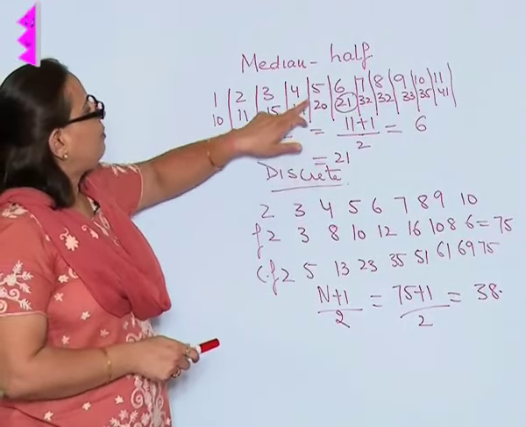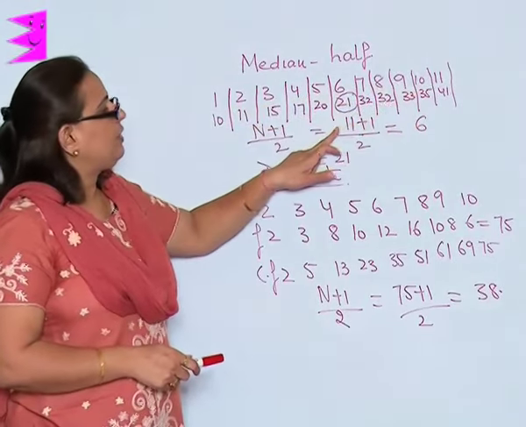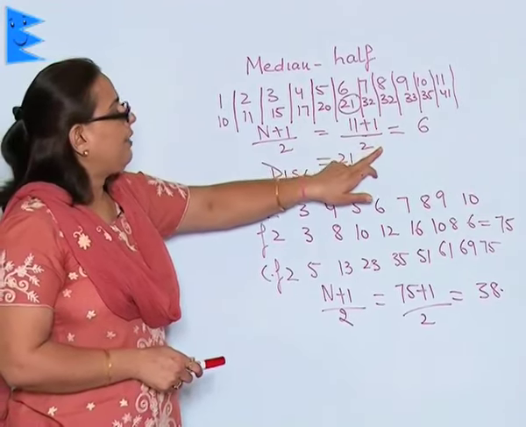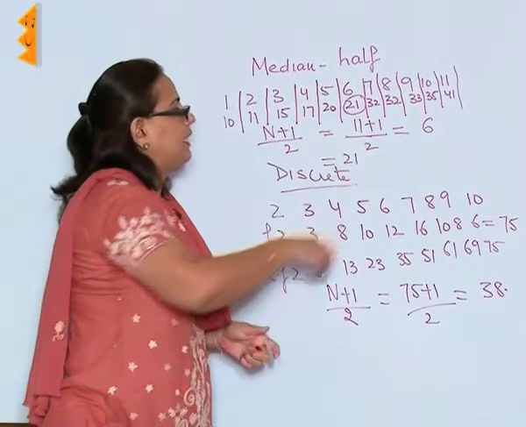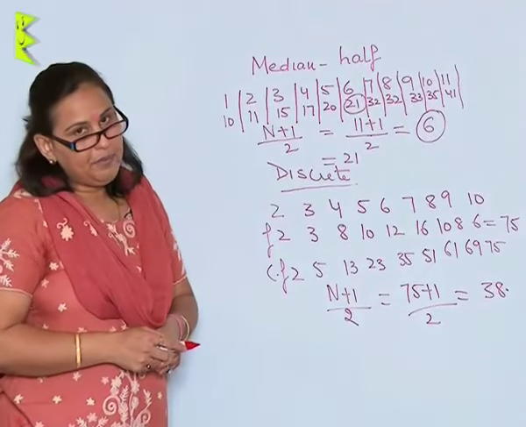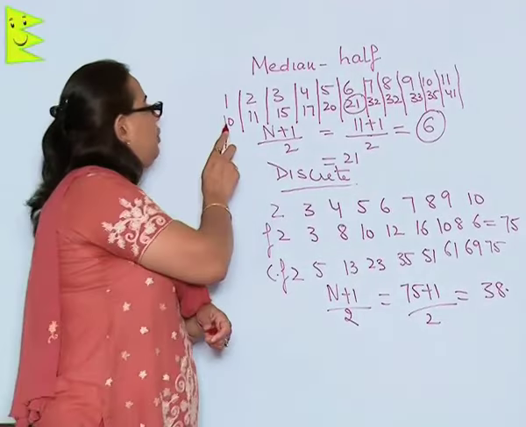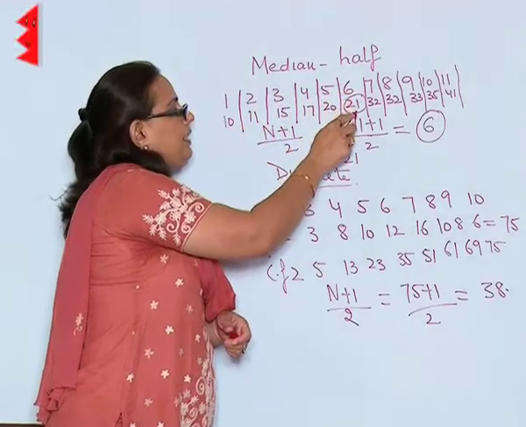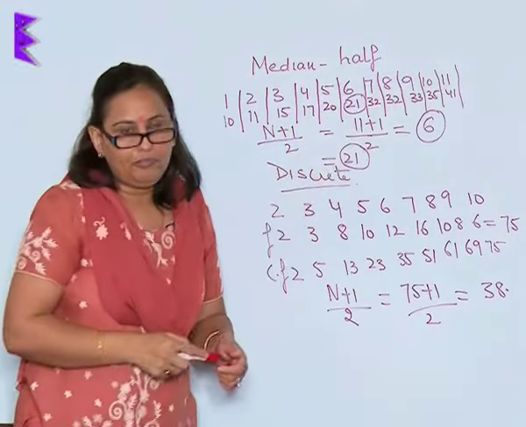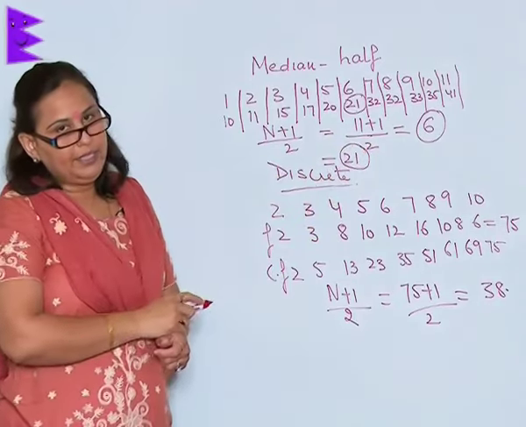So, the number of observations that I have, the number of students, is 11 plus 1 upon 2, that is 12 divided by 2 gives me 6. That means the 6th item that we have is the median in this series, which means this one. This is 21. So, 21 is the median of the individual series.